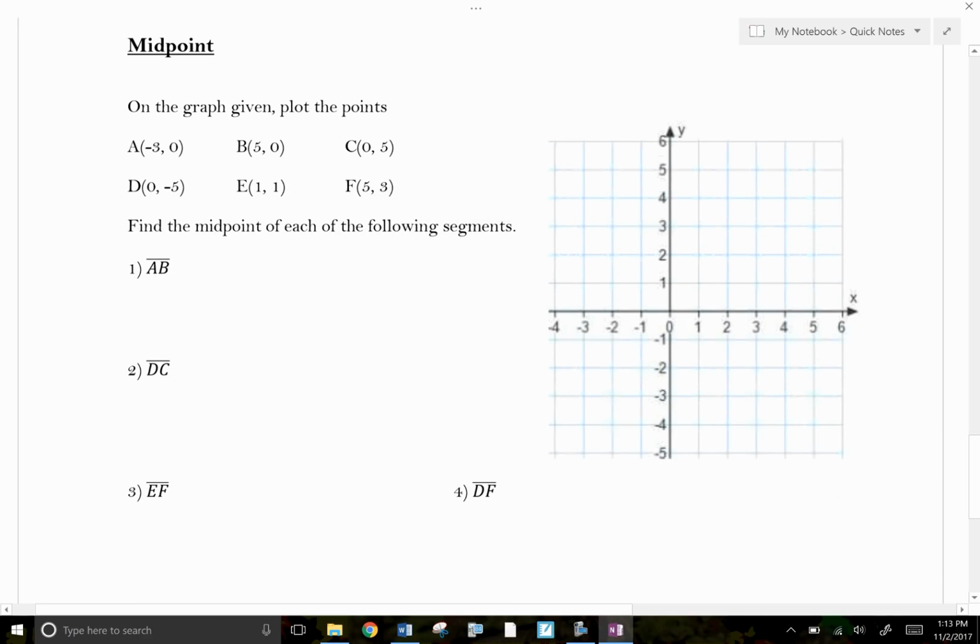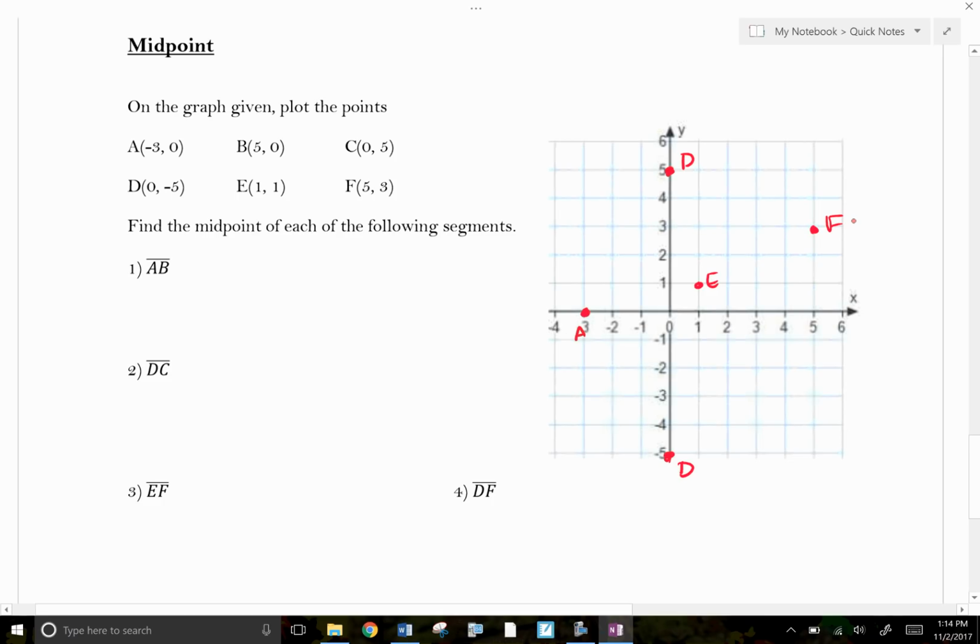Midpoint. Midpoint means the point in the middle. All right, point in the middle. So I'm going to go as fast as I can here and plot these points. So I have negative 3, 0, 0, negative 5, 5, 0, 1, 1, 5, 3.